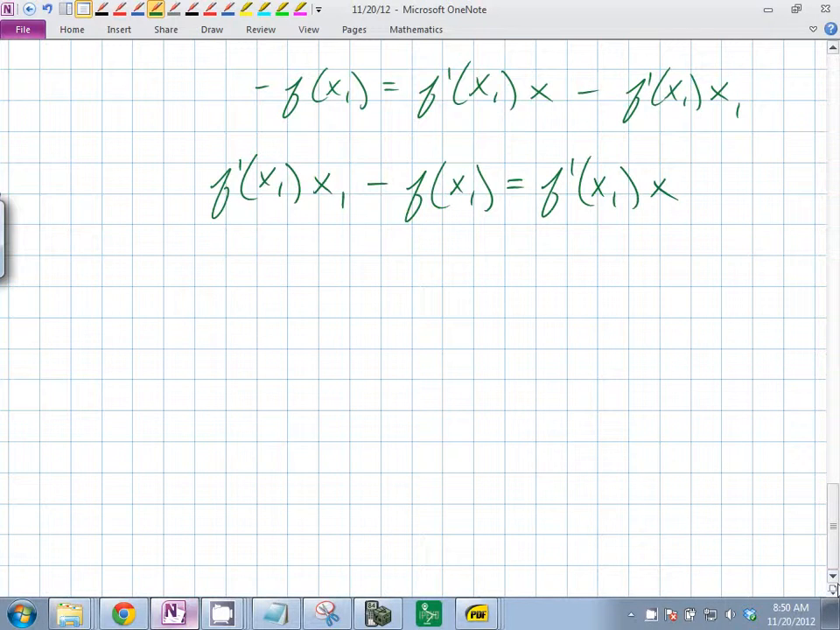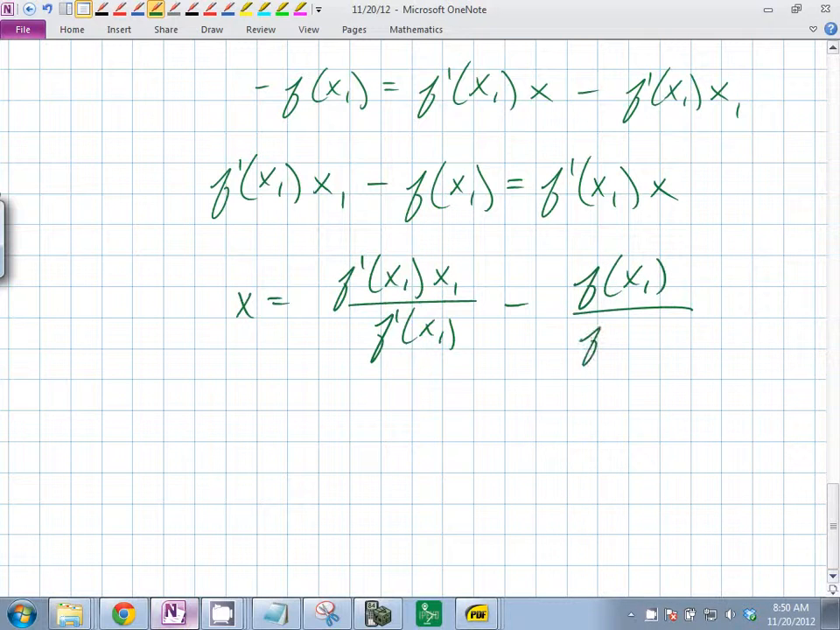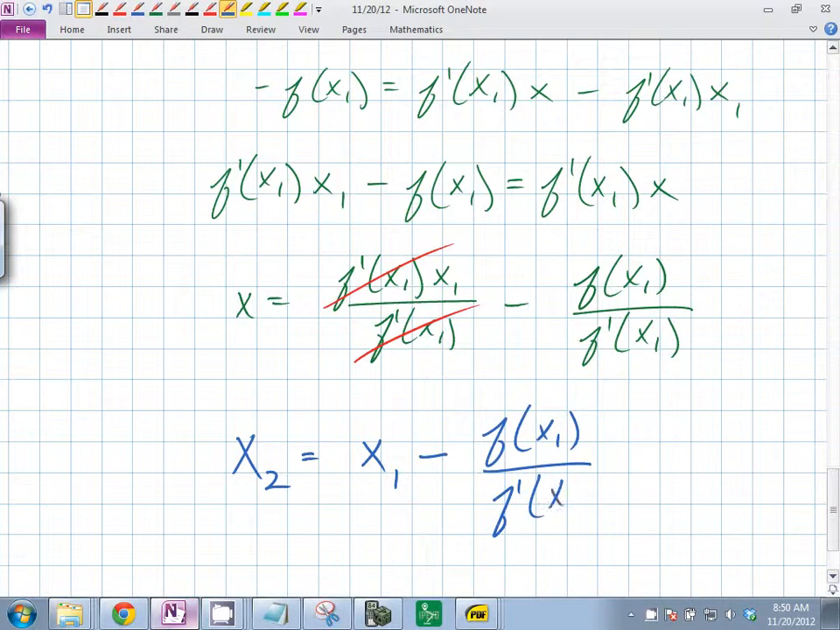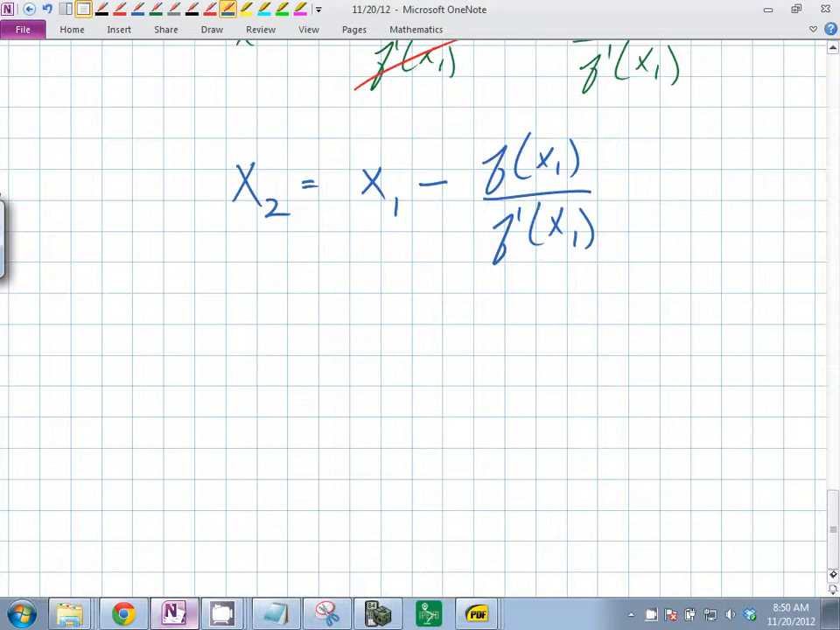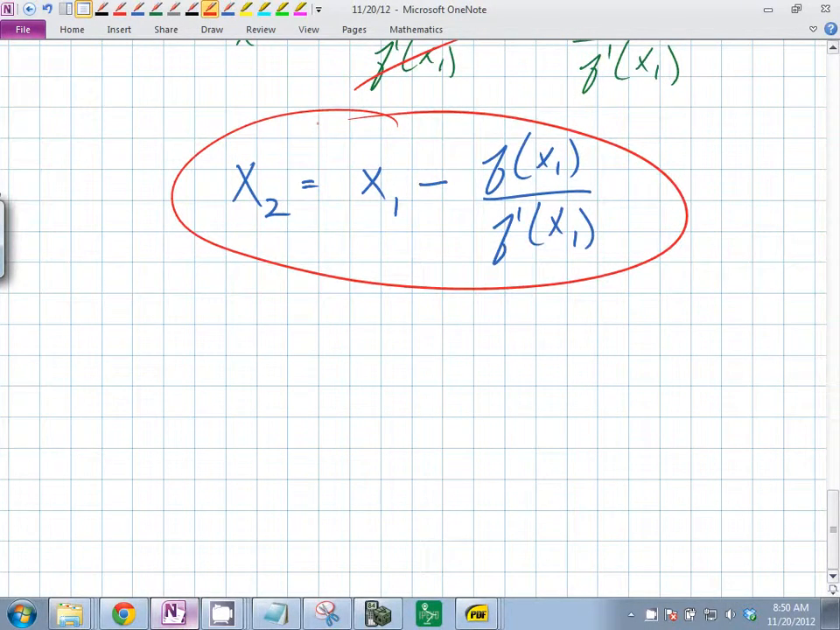So x is equal to f prime of x1 times x1 minus f of x1, all over f prime of x1. Do you see that, everybody? What can I simplify there? Yeah, they cancel, right? So what do you end up with? x2, because this is x2, is going to be equal to x1 minus f of x1 all over f prime of x1. What we just did is super helpful because it can be generalized. x2 is equal to x1 minus f of x1 over f prime of x1.